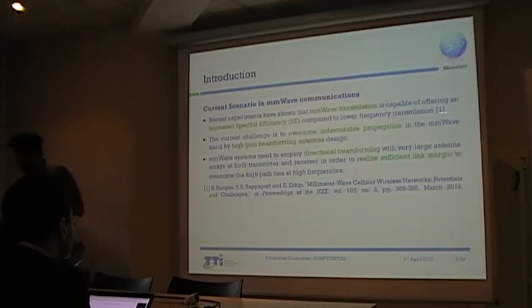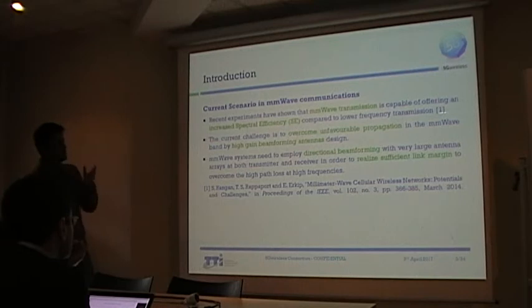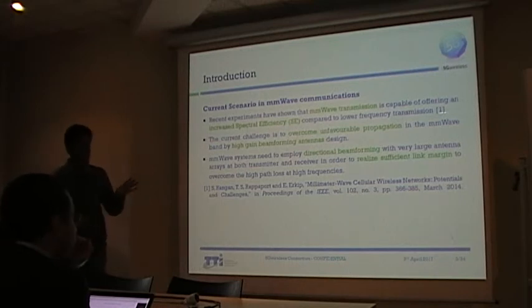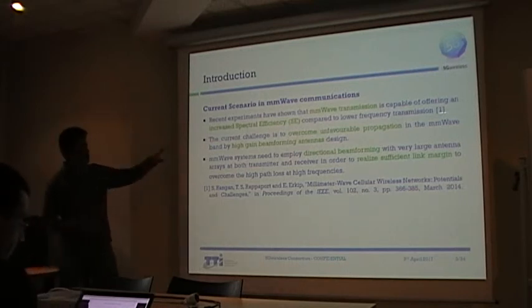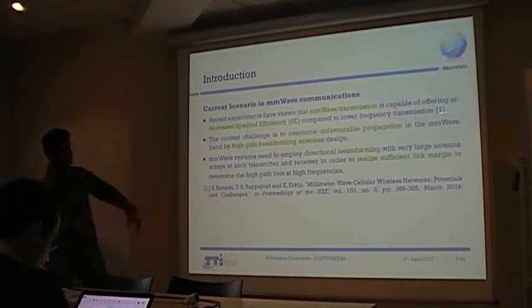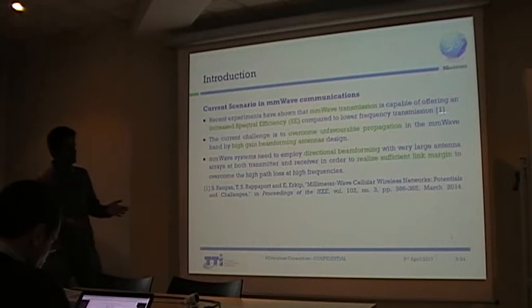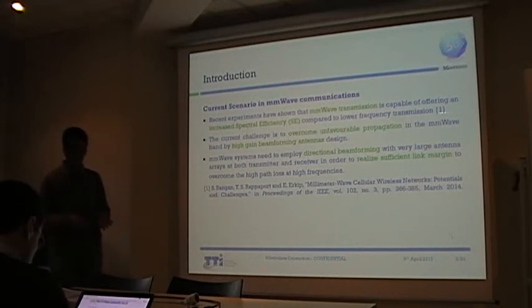So first off, the current scenario in millimeter wave communications. Millimeter wave transmission has the capability of offering increased spectral efficiency. This has been debated all over, and I cited this paper here. The current challenge is to overcome the unfavorable propagation by using high-gain beamforming antennas. So you can use directional beamforming antennas so that we can realize sufficient link margin when we use a large-scale antenna array in this scenario.